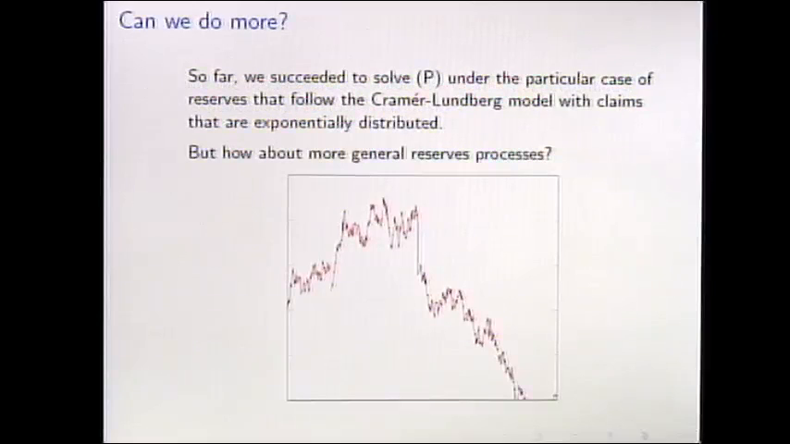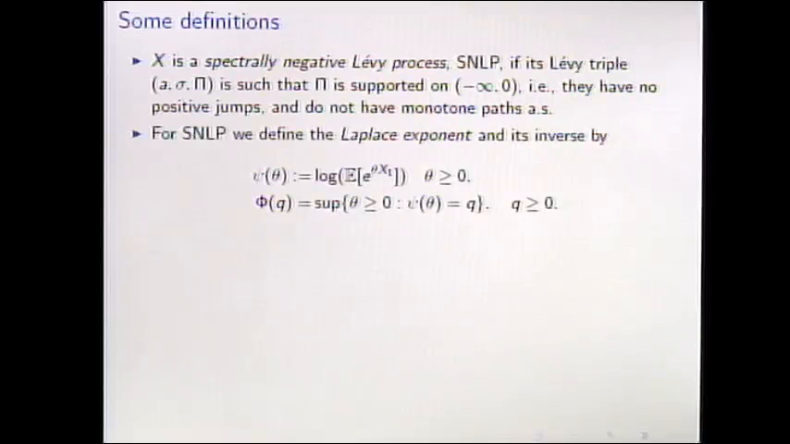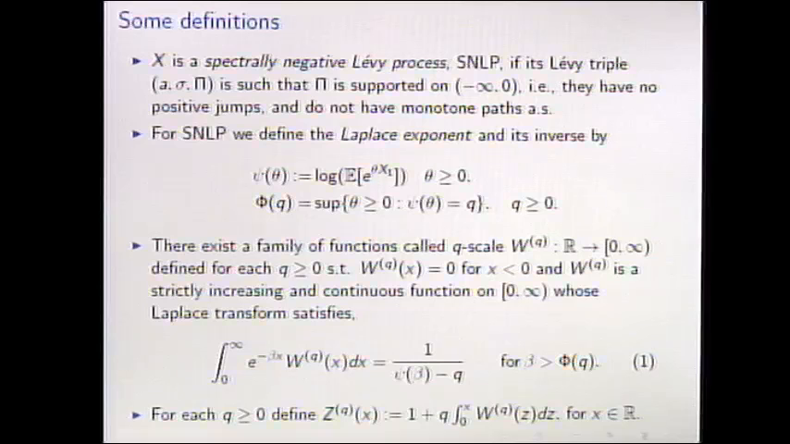of spectrally negative Lévy processes. So this is basically what Daniel had earlier. A spectrally negative process is a Lévy process whose Lévy measure is supported only on the negative side and has no monotone paths, almost surely. So we are not allowing subordinators. We have the Laplace exponent, and we also have the q-scale function that Daniel was talking about earlier. So I think I'm going to skip that. And we also have these sigma functions, which are defined in terms of the q-scale functions.